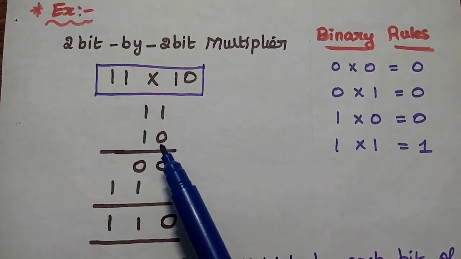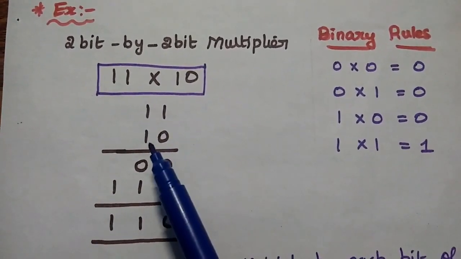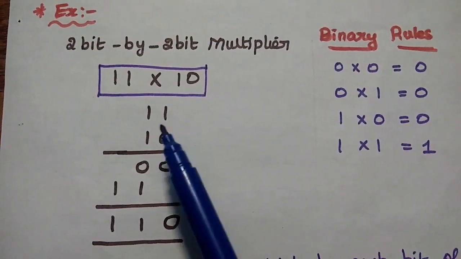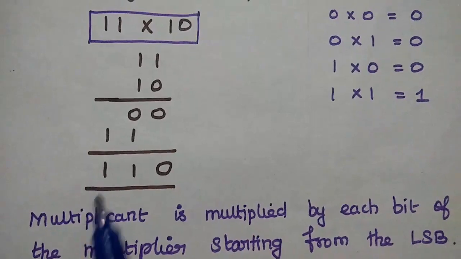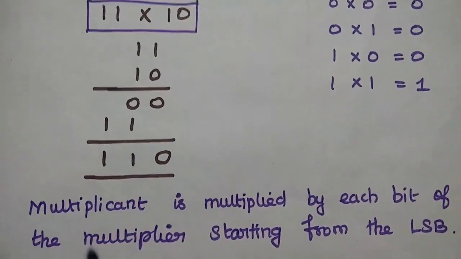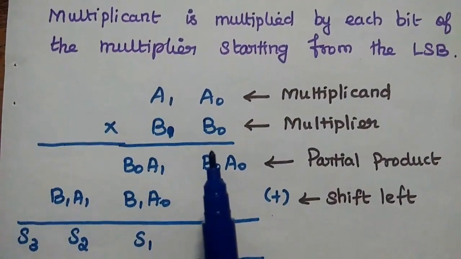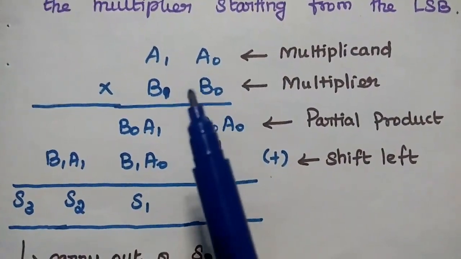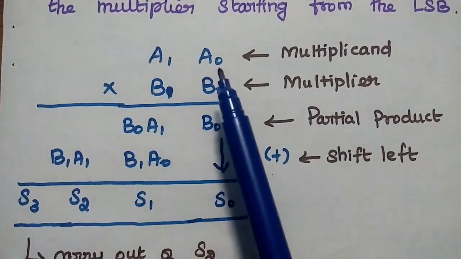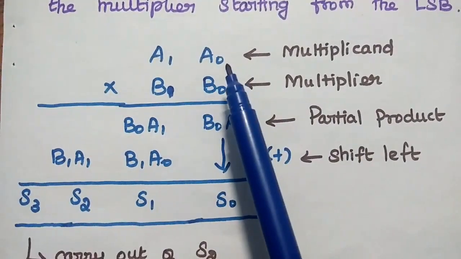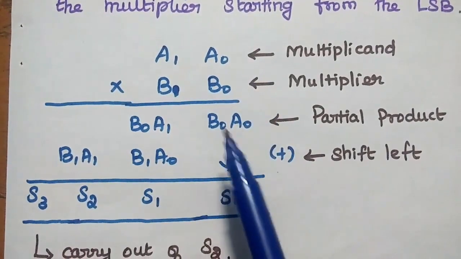So here it is the least significant bit 0. So 0, 0, and then 1 is multiplied with 1, 1 like this. Then we have to add. The answer for this multiplication is 1, 1, 0. So from this process we come to know, consider this 2-bit multiplier: A1, A0, where A0 is the least significant bit, and B1, B0. A is the multiplicand, B is the multiplier.